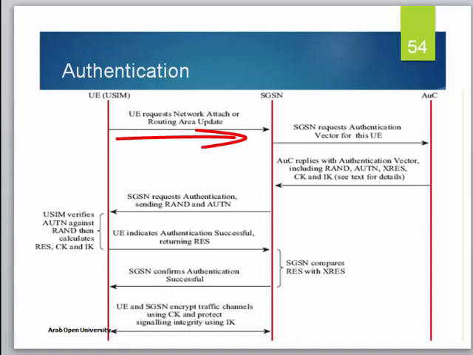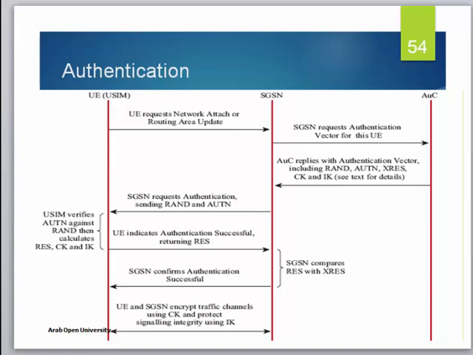The first step, the UE sends an attach request toward the SGSN. Step 2, after receiving the request, the SGSN shall generate the authentication vector, the AV, which consists of RAND, XRES, AUTN, CK, and IK. You can refer to the textbook to know what those terms mean.